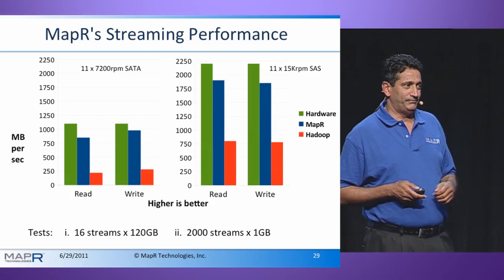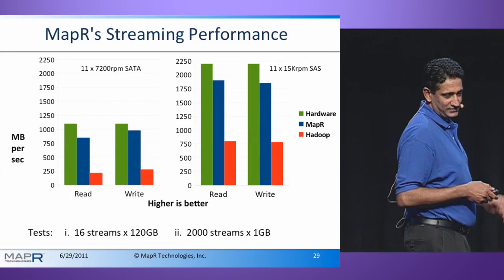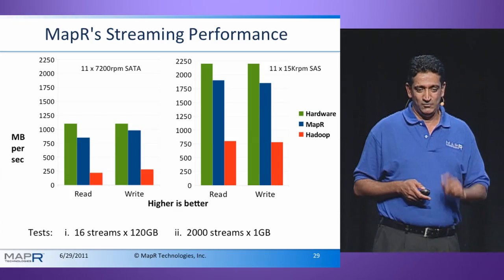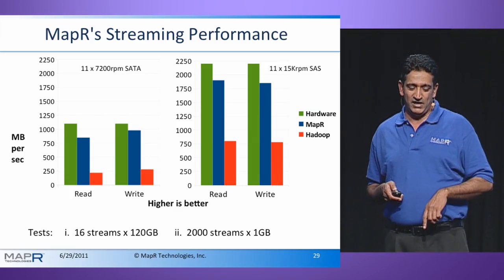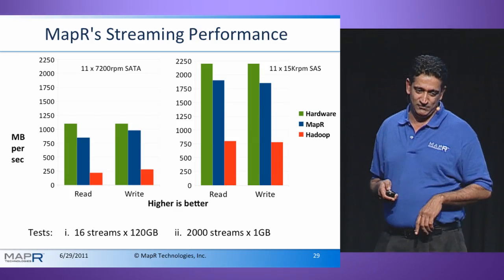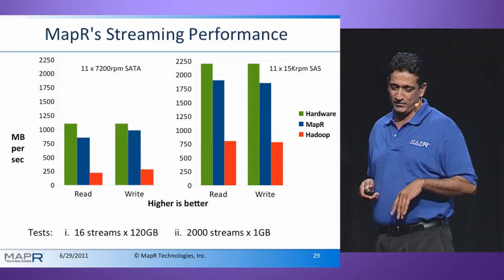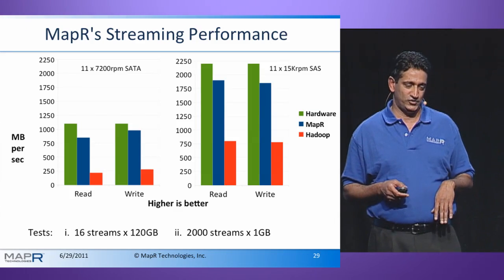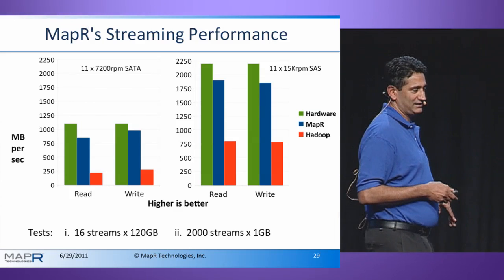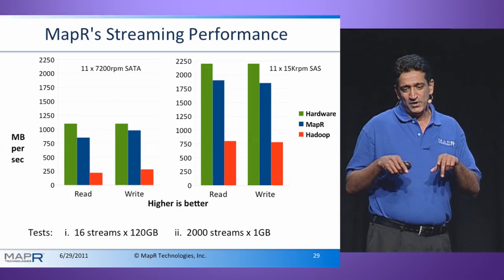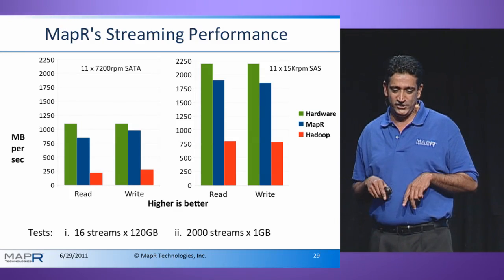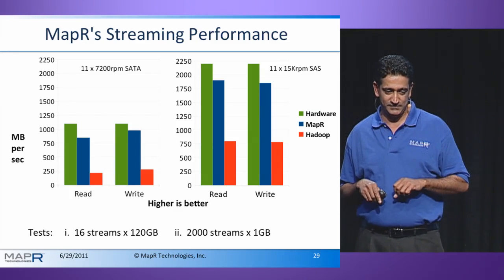So how does it perform? Here's a streaming performance benchmark. The green bars show what the hardware can do. The graph on the left shows 1 gigabyte a second is the hardware bandwidth. The graph on the right shows 2.2 gigabytes a second hardware bandwidth. The blue bars show MapR. The orange bars show one of the Hadoop releases.